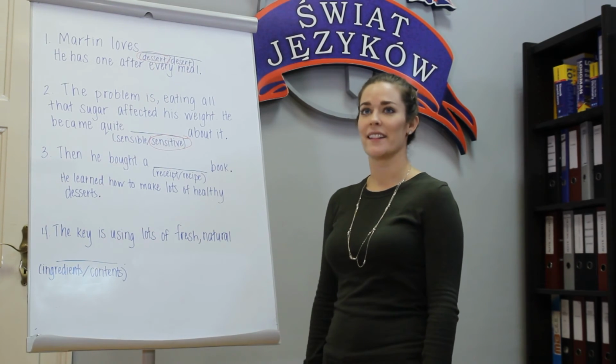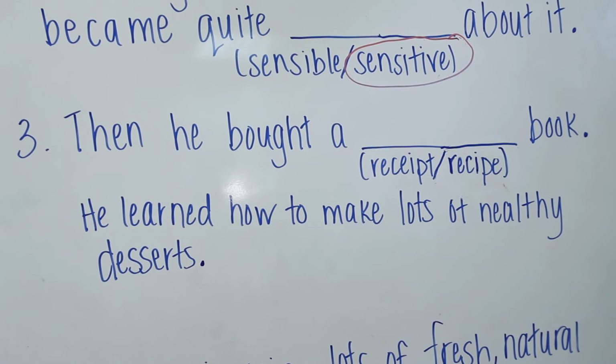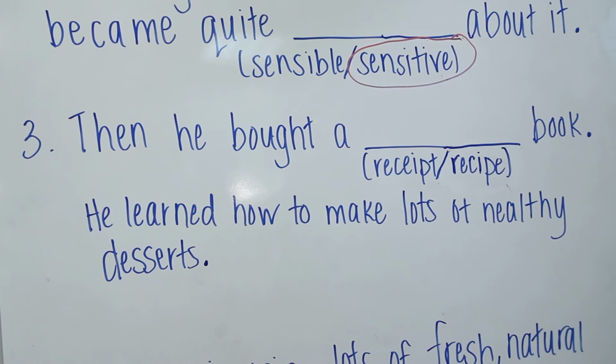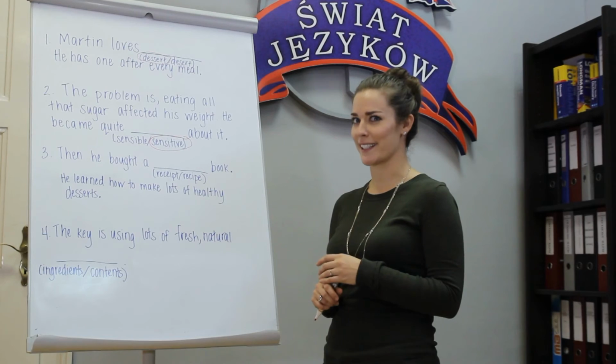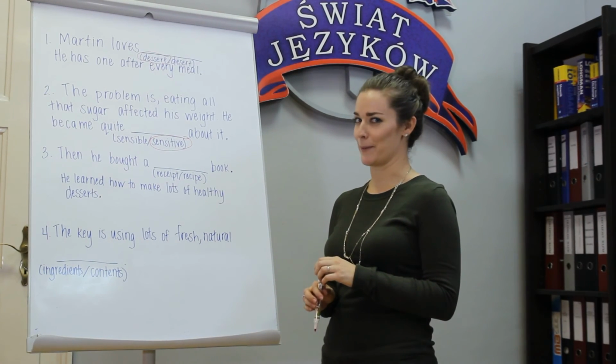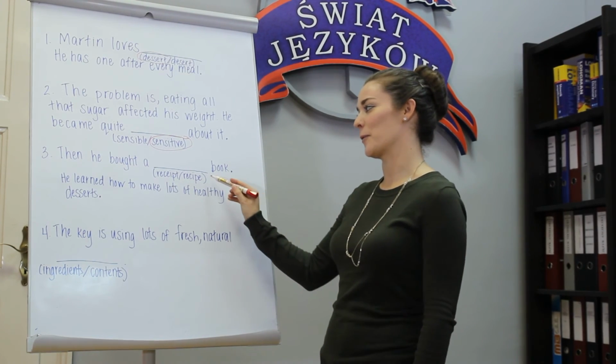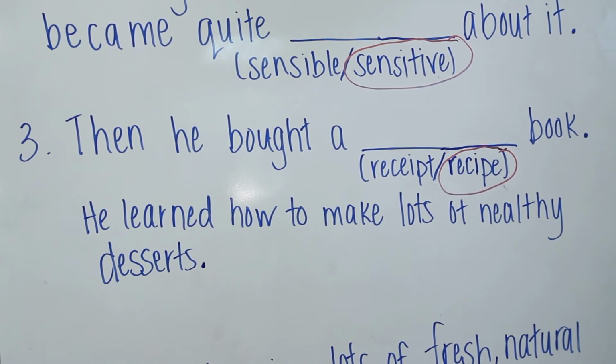Sentence 3. Then he bought a blank book. He learned how to make lots of healthy desserts. Then he bought a receipt book, or he bought a recipe book. I think the right one for this would be a recipe book, which gives us instructions on how to prepare our food.